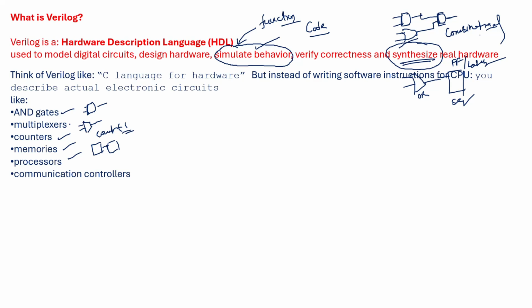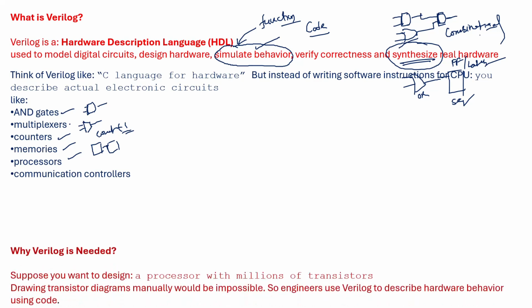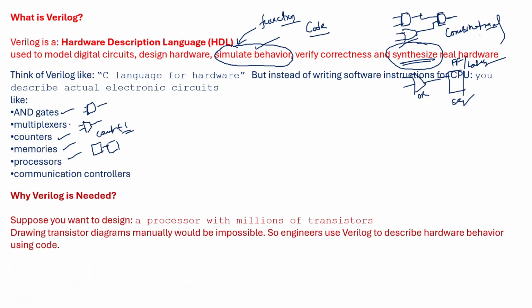Whatever the instructions you are writing for the CPU, it will work on that. Similarly, whatever the code you have written, from that code we need to design our hardware. That's it. That is how to think of Verilog. So why is Verilog needed? What is the purpose of writing Verilog code?